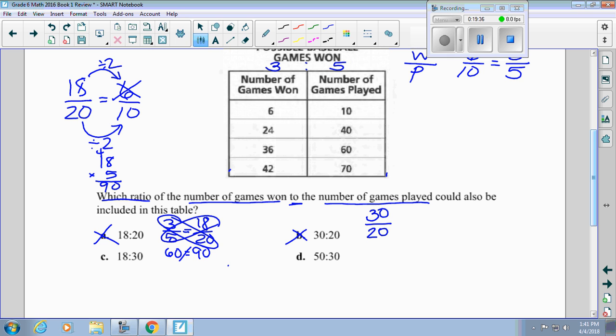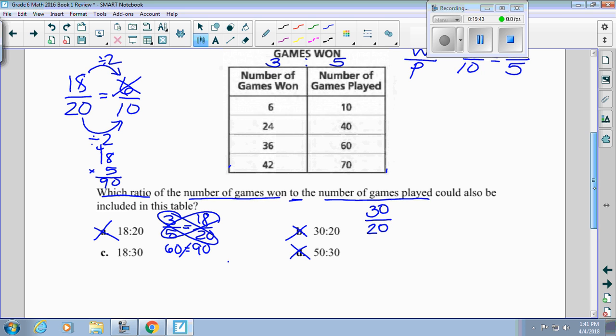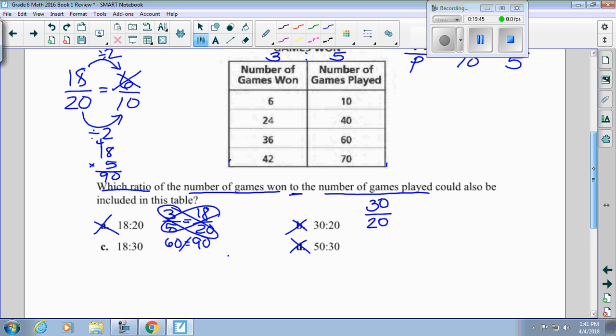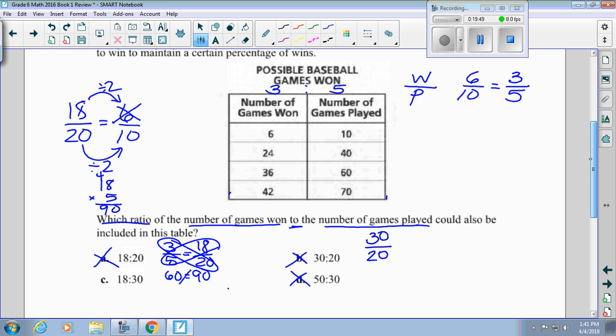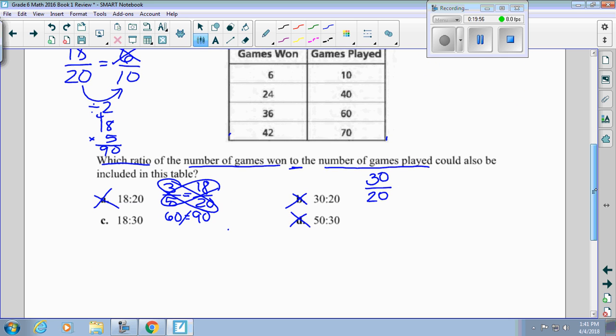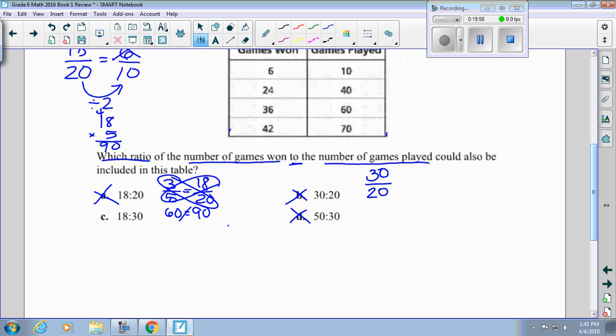All right, so that doesn't even make sense, just like D doesn't make any sense, because you can't win 50 games when you only played 30. Again, that's something you can easily see if you read this carefully. In another scenario, it could be games won to games lost, but in this case, it's games won to games played. So those are what I would call garbage answers, right?